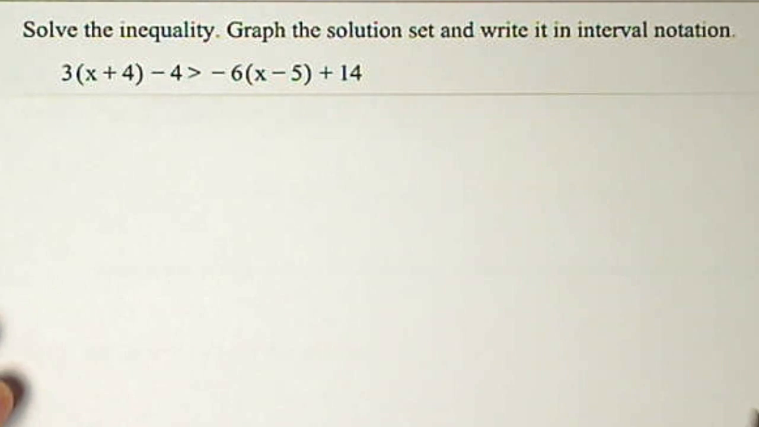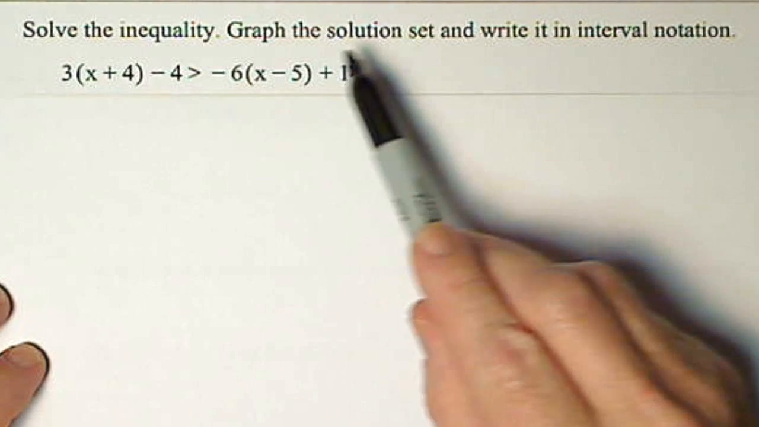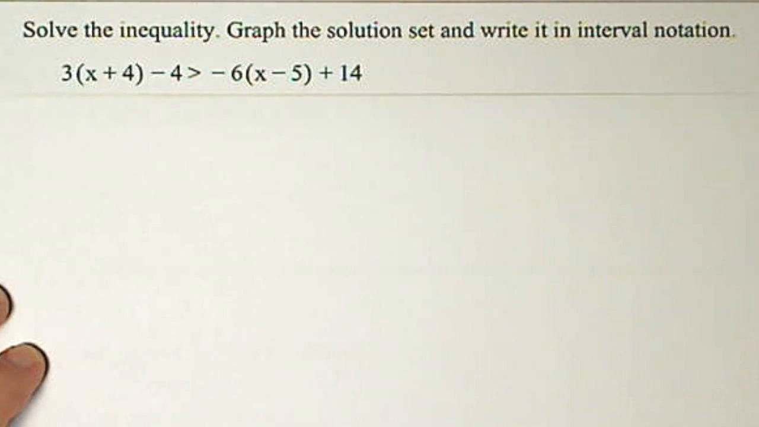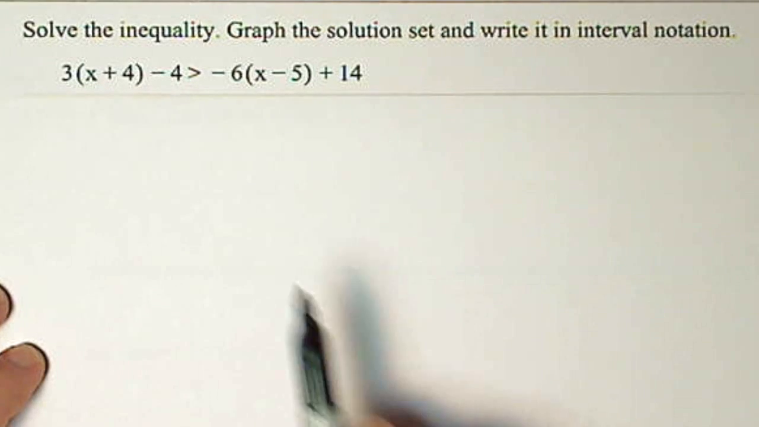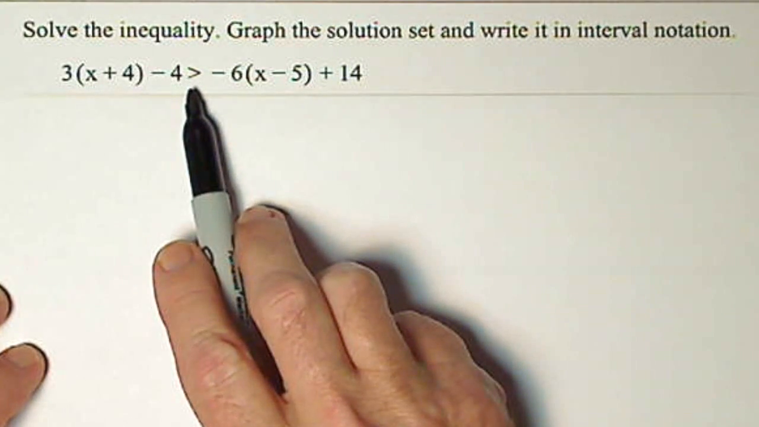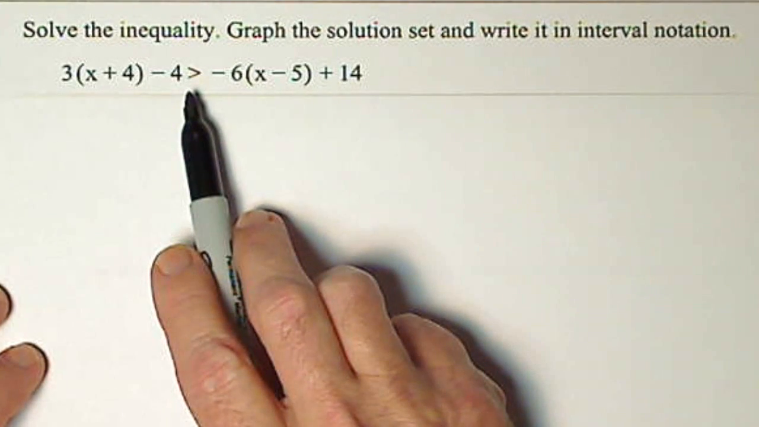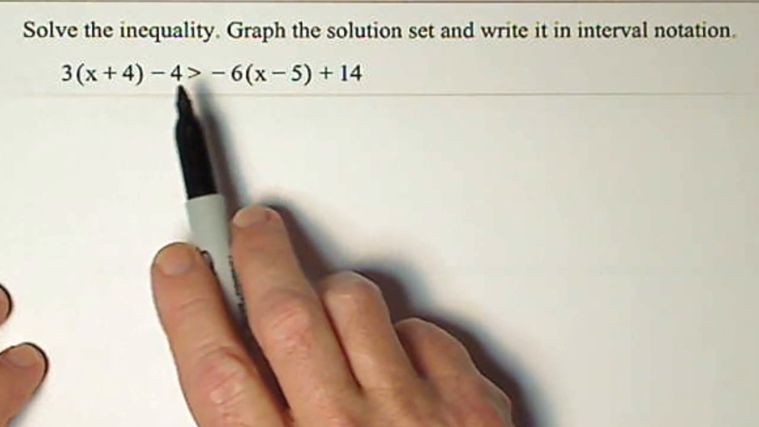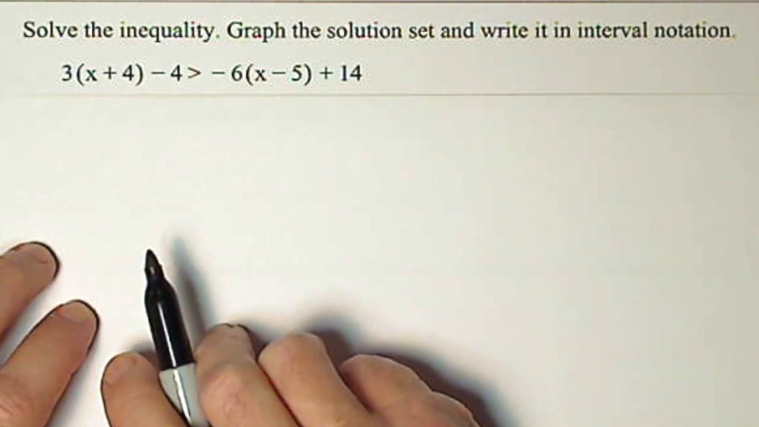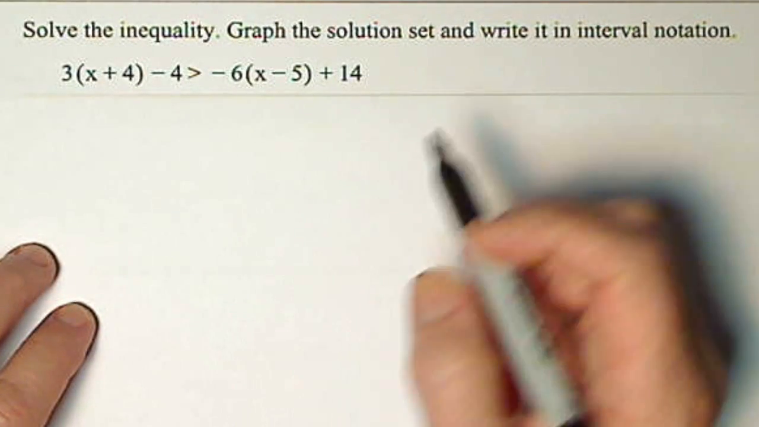Alright, we're going to solve this inequality, then we will graph the solution set, and finally we will write this in interval notation. And you can treat the inequality sign as an equal sign unless you multiply or divide by a negative number, in which case you have to flip the inequality sign. Okay, so first let's go ahead and solve for x.